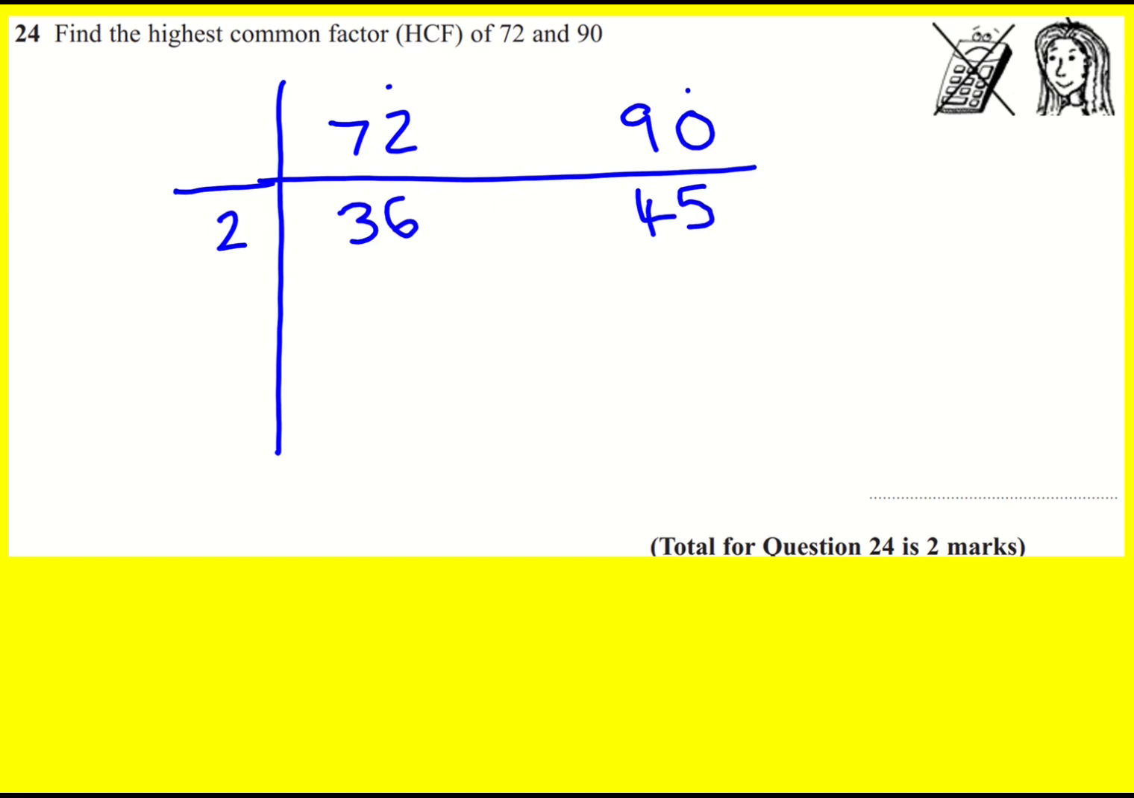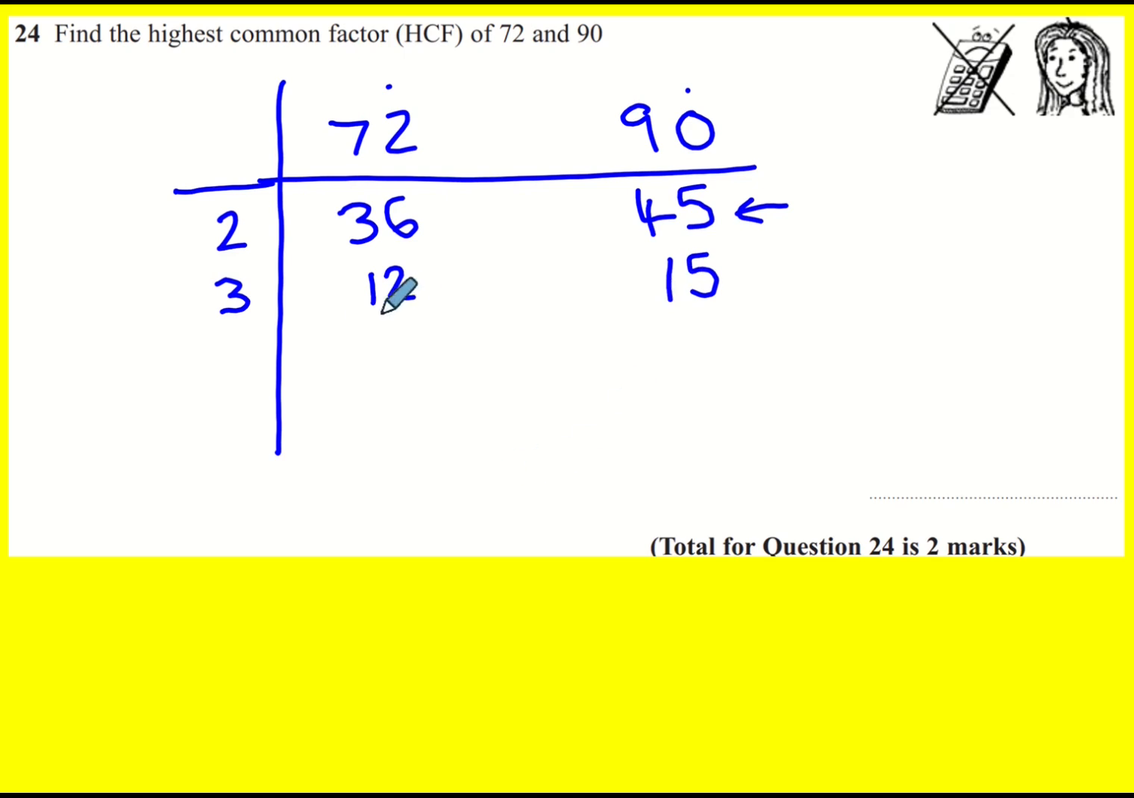And now you're looking for another factor that goes into these two numbers respectively. And a number that I know goes into those two is 3. So 3 goes into 36 12 times. 3 goes into 45. So I know the temptation is to go back to this number, but we're actually looking at this number now. So 3 goes into 45 15 times.